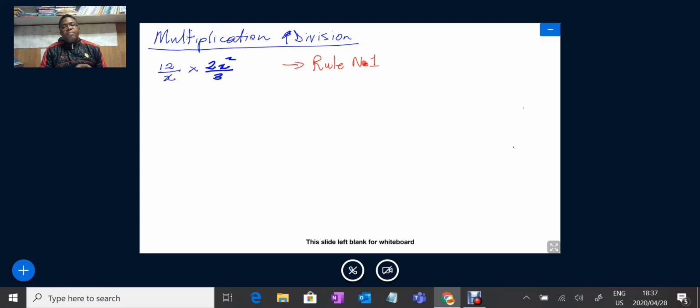I want to stress the importance of making sure that you are able to see the rules, to identify the rules, to identify properties of algebra in any given algebraic expression. You must be able to see. So for instance, here we see that this is rule number 1. So it's straightforward, this one.